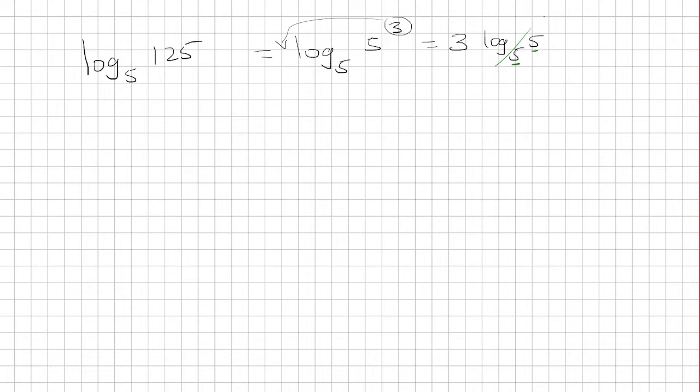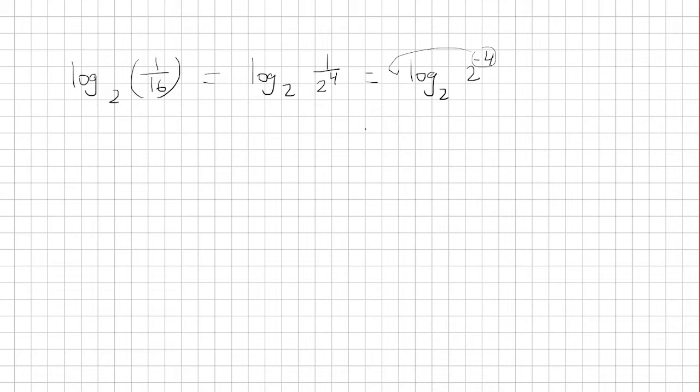Starting with our first problem, we have log base 5 of 125. We can rewrite 125 as 5 cubed, and this 3 will come out in front. We have 3 times log base 5 of 5. Because these two are the same, this whole thing will cancel and become 1. So we have 3 times 1 is 3. So 3 is the answer.